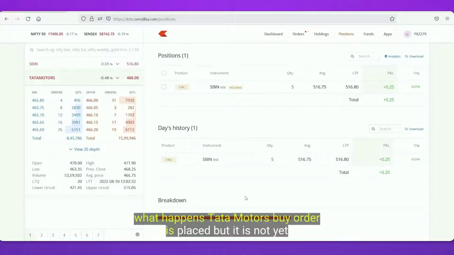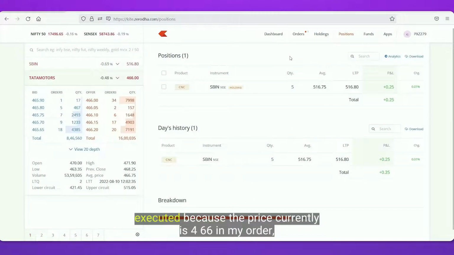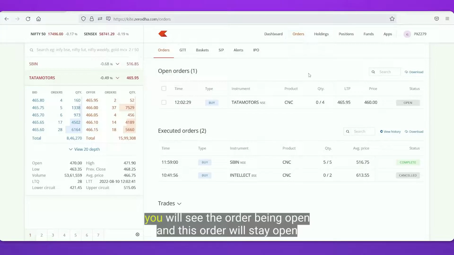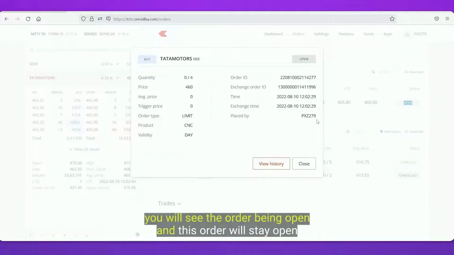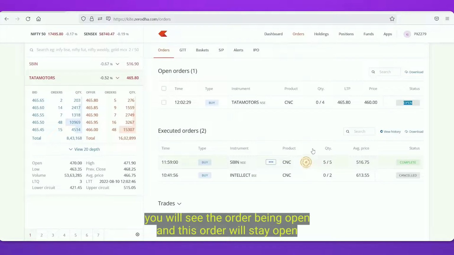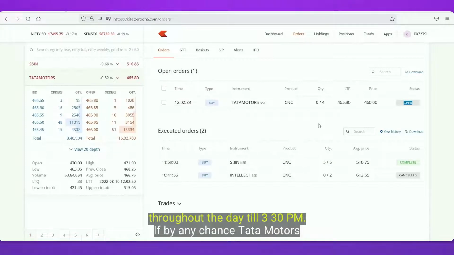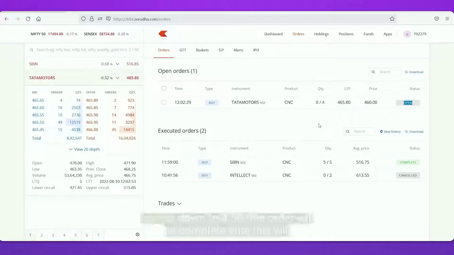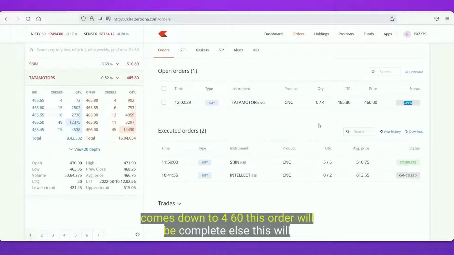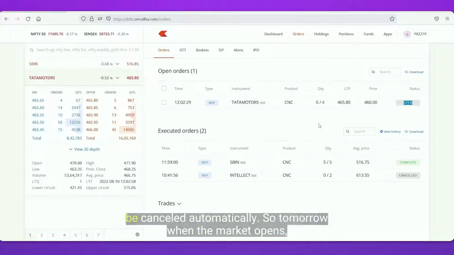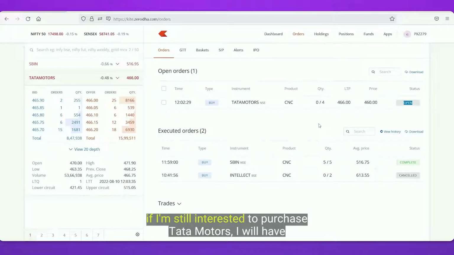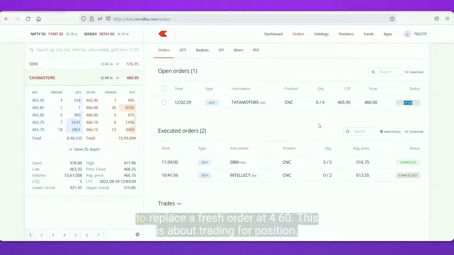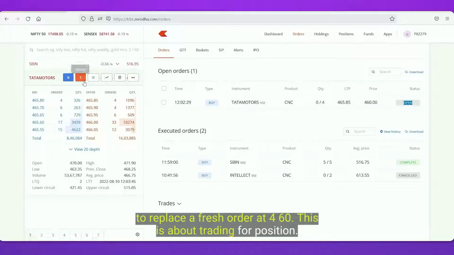Tata Motors buy order is placed but it is not yet executed because the price currently is 466. So in my order, you will see the order being open, and this order will stay open throughout the day till 3:30 p.m. If by any chance Tata Motors comes down to 460, this order will be complete. Else this will be cancelled automatically. So tomorrow when the market opens, if I'm still interested to purchase Tata Motors, I will have to place a fresh order at 460. This is about trading for position.